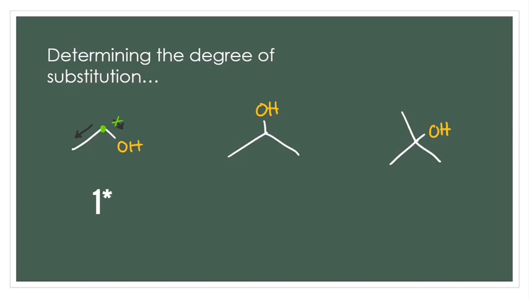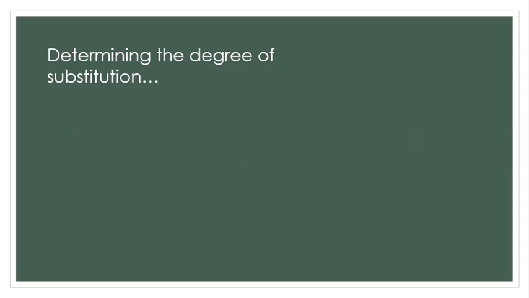Now, for isopropyl alcohol, once we place our pencil on top of the carbon, we can only draw two lines connecting to other carbons. This makes it a secondary alcohol. Lastly, tert-butanol has three lines connecting to different carbons, making it a tertiary alcohol.